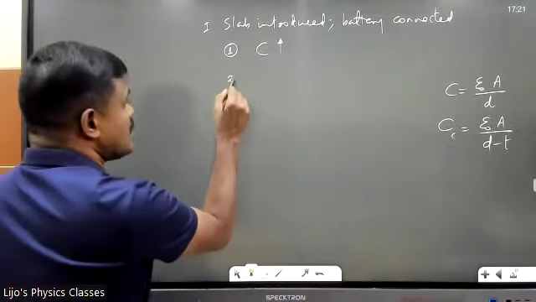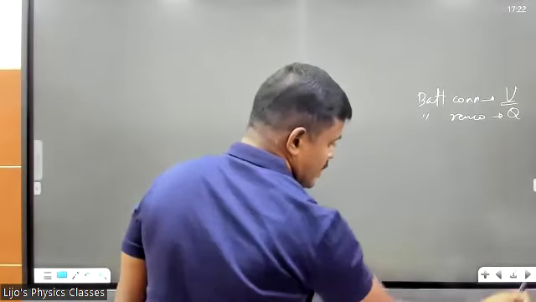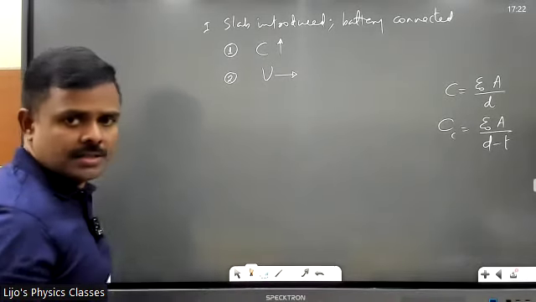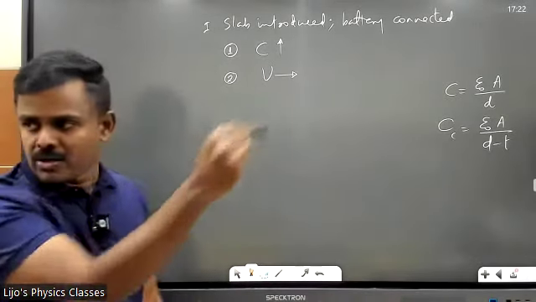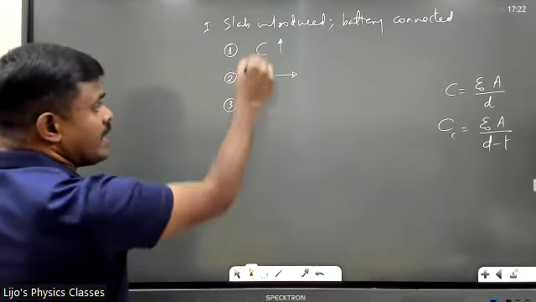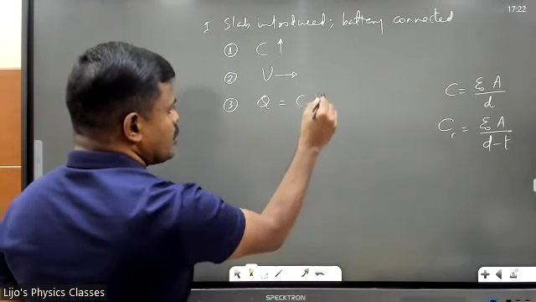Number two, tell me about this battery connected. I told you, battery connected, who must be constant? Voltage must be constant. So voltage is constant. People, please write. Third one, V and C are written. Now I can write Q. How about Q? Q is CV.